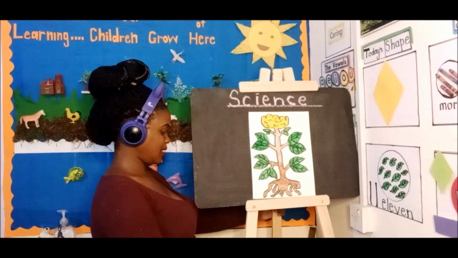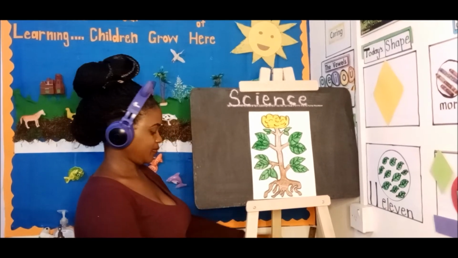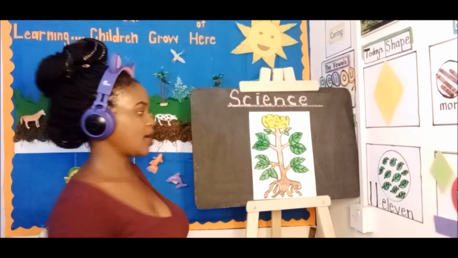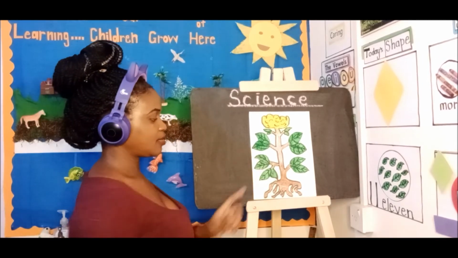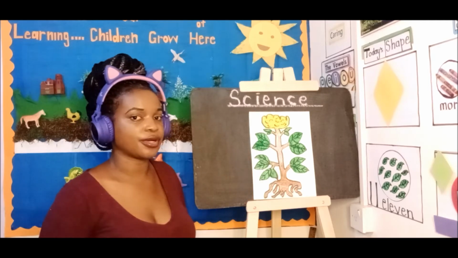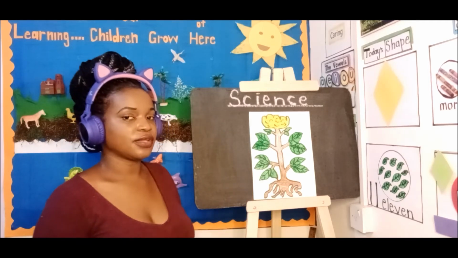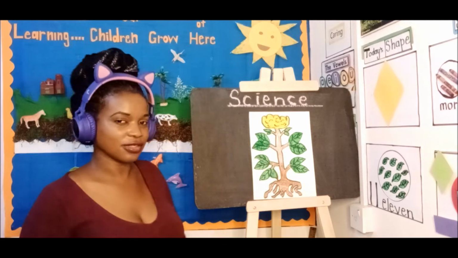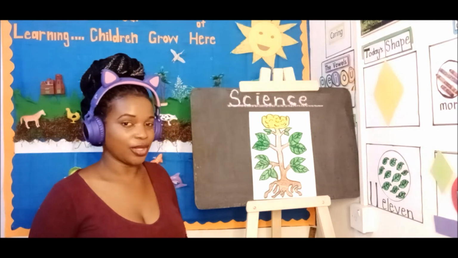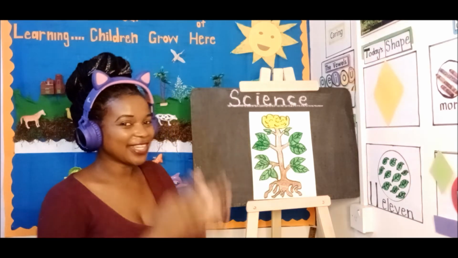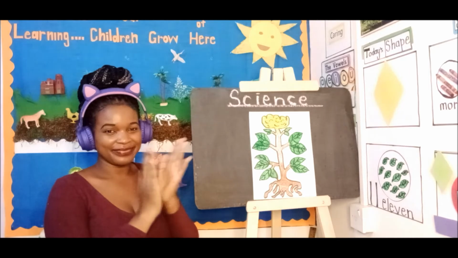And for science today, let me ask you some questions. What are some parts of the plant? Some parts of the plant are leaves, root, and stem. Also, some plants have a flower. What is the function of the leaf? You tell me. Yes, and what is the function of the root? Wonderful. What is the function of the stem? Wonderful. Give yourself a little clap.